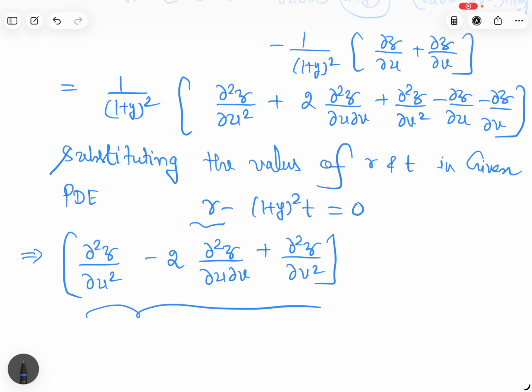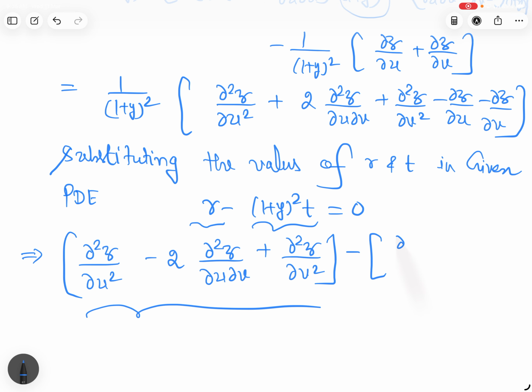One thing you observe is that 1 plus y square is multiplying with t. And what is the value of t? It is 1 upon 1 plus y square. If we put the value of t here, it will be cancelled out. I am writing directly the total value.